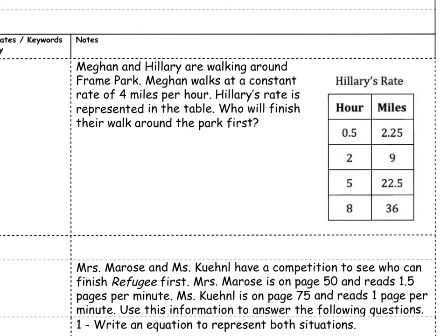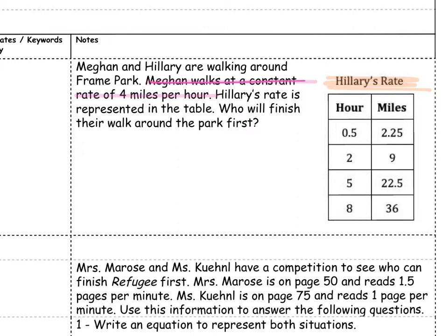For today's lesson, we're going to be comparing rates as well as equations. To begin, we have our first word problem. It says Megan and Hillary are walking around Frame Park. Megan walks at a constant rate of 4 miles per hour. Hillary's rate is shown in the table. Who is going to finish their walk first?